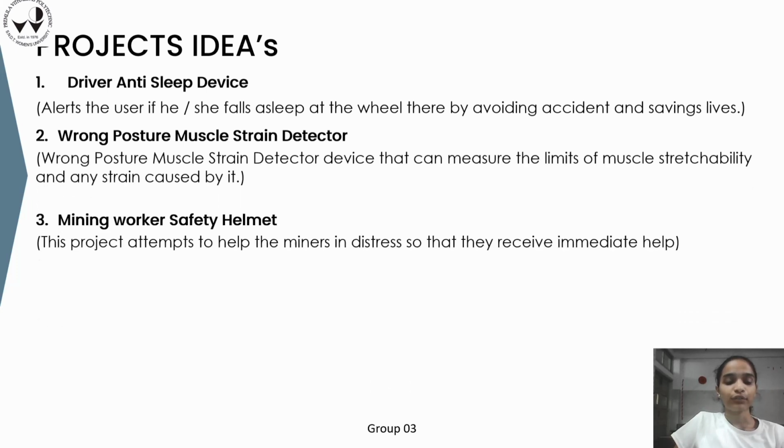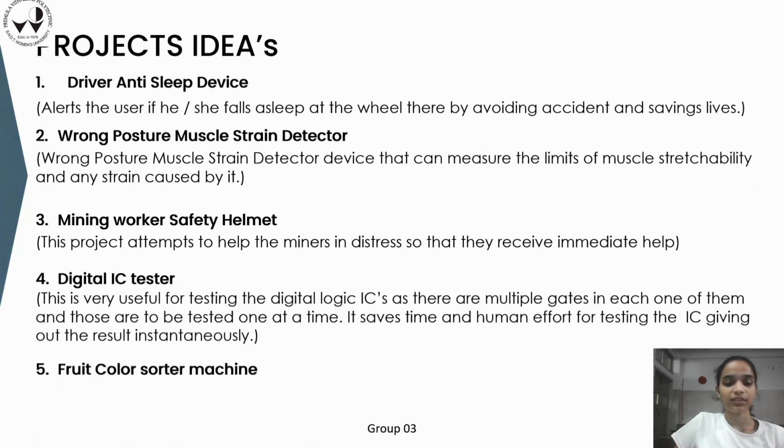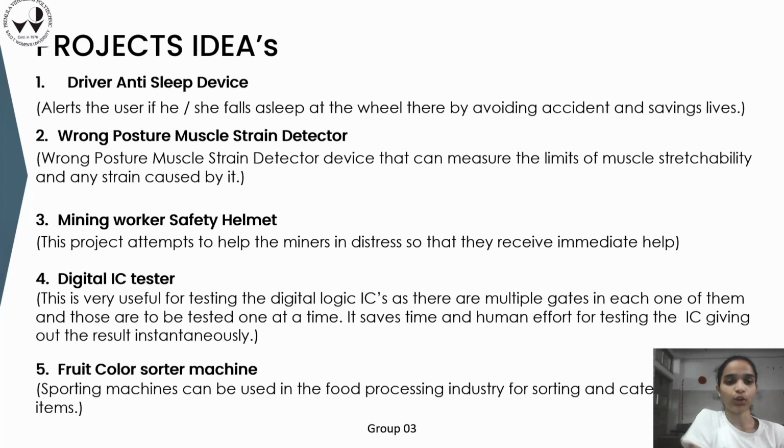These are my top 5 ideas which we have already thought of. First one is the driver anti-sleep device. This project alerts the user if he or she falls asleep at the wheel, thereby avoiding accidents and saving lives. Second is the wrong posture muscle strain detector. This project can measure the limits of muscle stretchability and any strain caused by it.